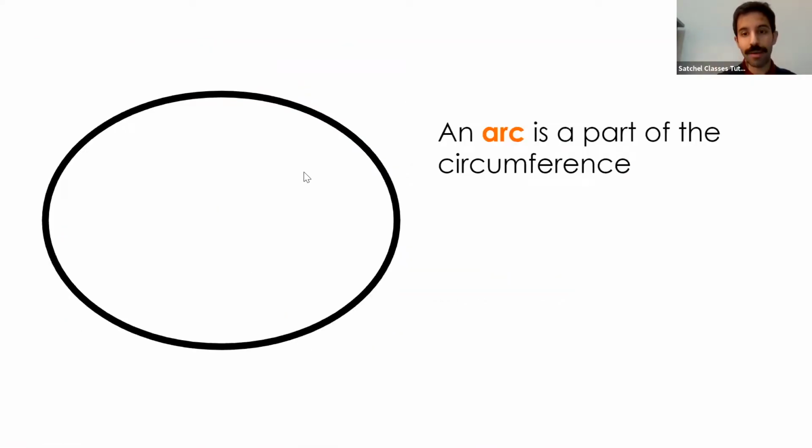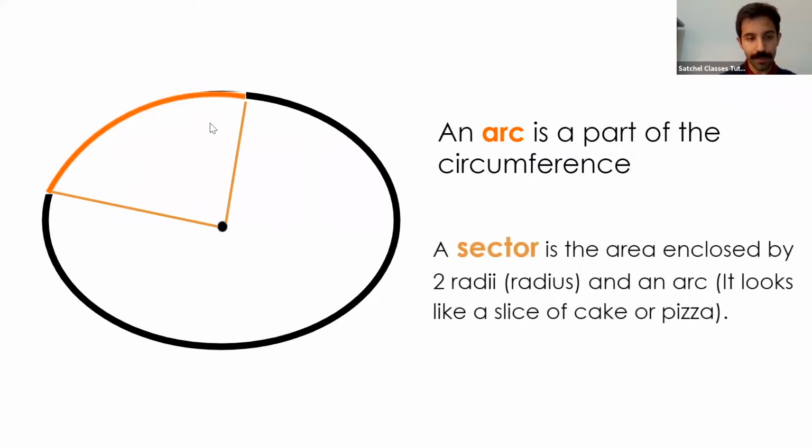We need to also understand what we mean by the arc length. So the arc length is any part of the circumference. This yellow line here is an example of an arc. And then we create a sector by creating a slice. So an arc bounded by 2 radii creates a sector. So this area that's enclosed by the radii is the sector.